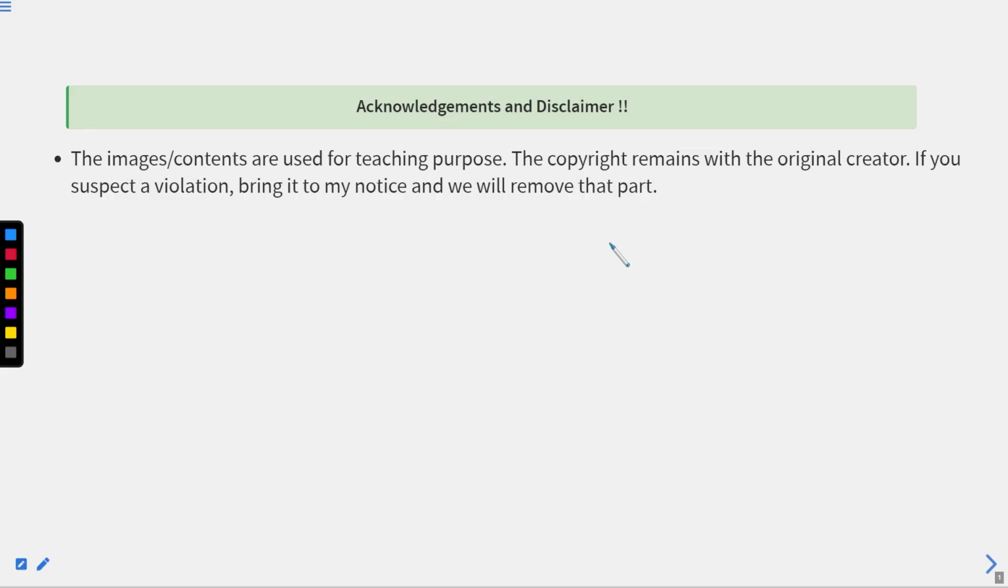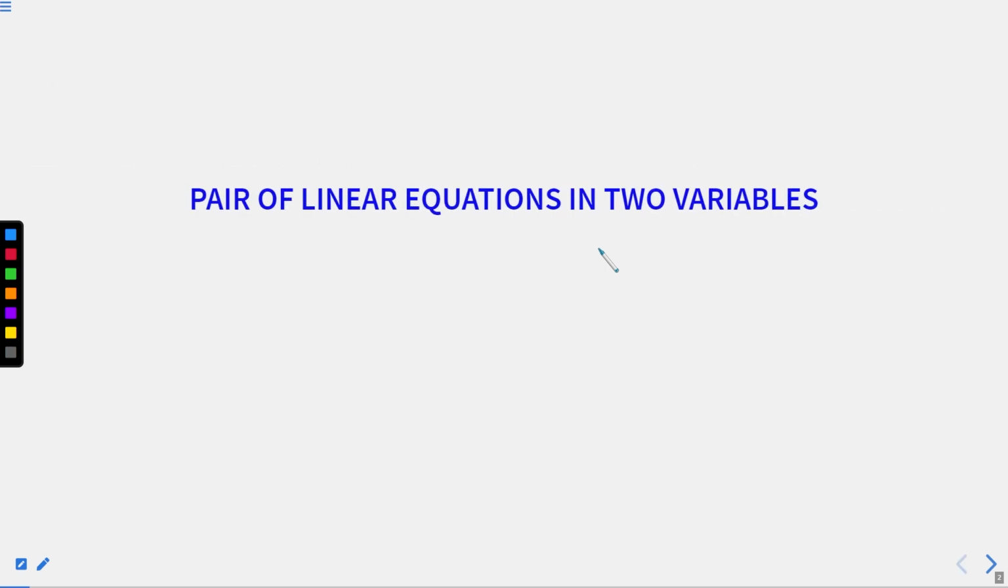Hello students, welcome back to this lecture, one pair of linear equations in two variables. In our previous lecture, we started pair of linear equations in two variables, and there we have seen how to solve a pair of linear equations in two variables by using graphical method.